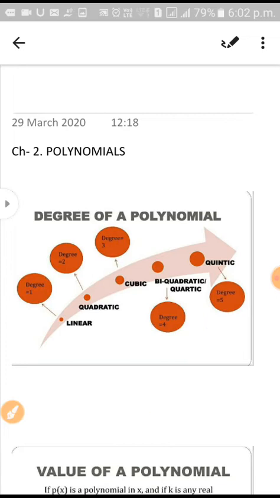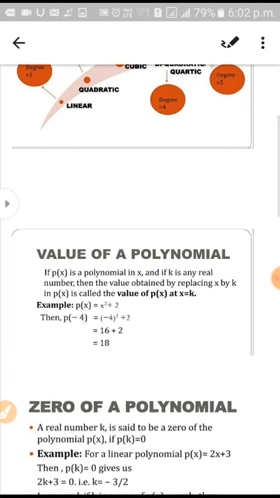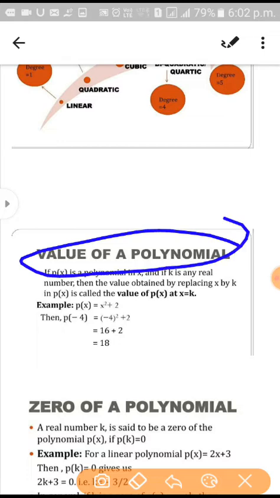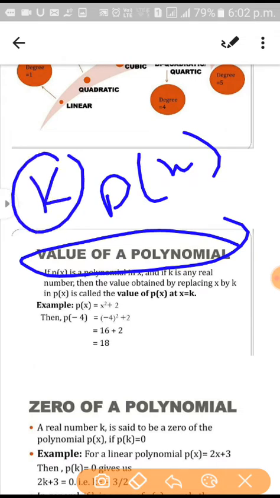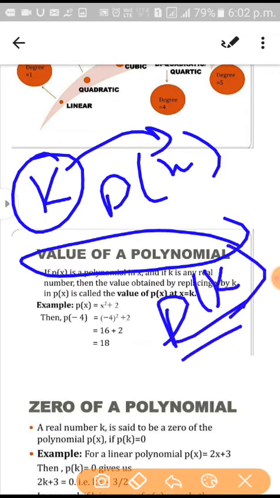Then we have also read the value of a polynomial. What is the value of a polynomial? Suppose we have a polynomial p(x), and k is any real number, and we put k in place of x. Whatever value the polynomial comes to, that will be the value of the polynomial.